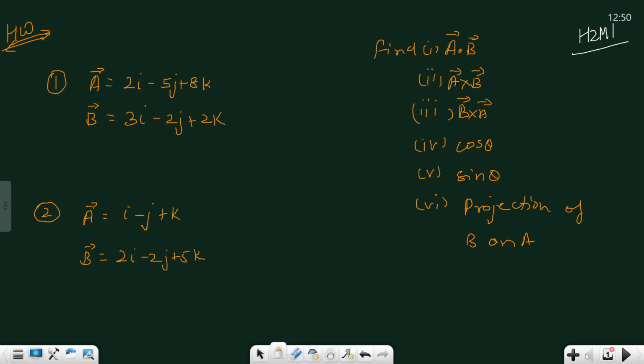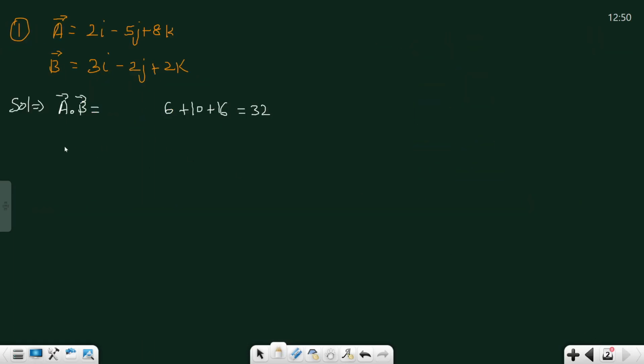Next, A cross B. What about A cross B? A cross B कितना आया? 6 I cap, एक मिनट. हाँ, Siddharth? 6 I cap plus 20 J cap plus 19 K cap. Is it matching with anyone? किसी का मैच कर रहा है? नेहा?